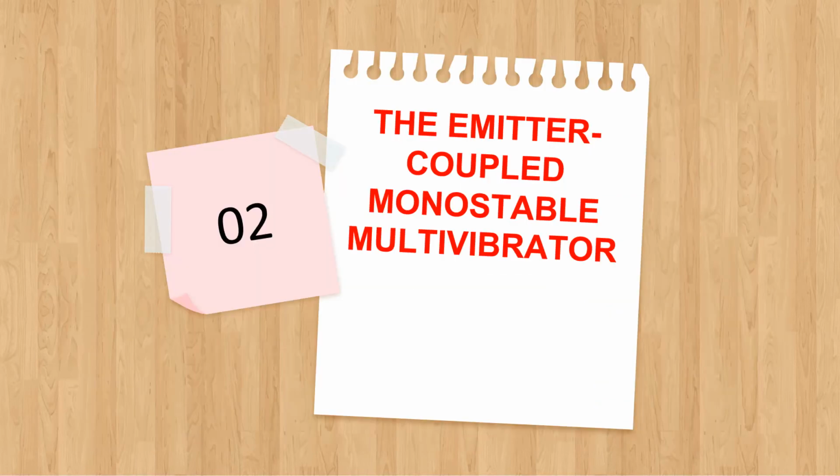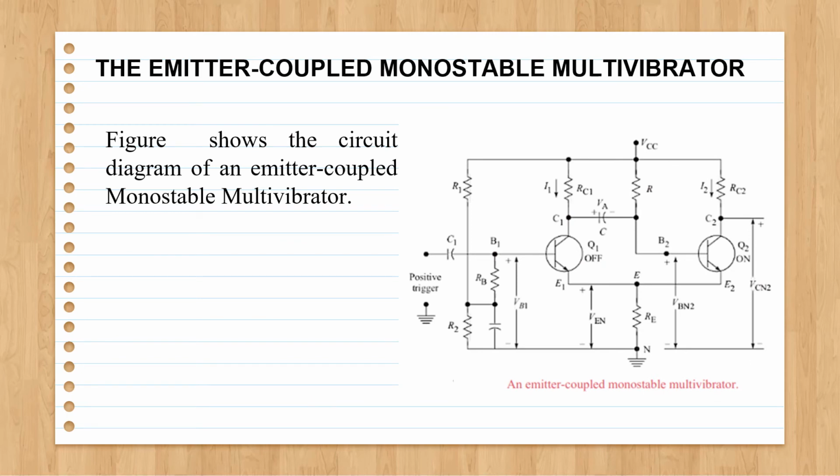Now let us see another topic, the emitter coupled monostable multivibrator. So far we have seen the collector coupled monostable multivibrator. In monostable multivibrators, the second one is the emitter coupled monostable multivibrator. Let us see its configuration and operation.